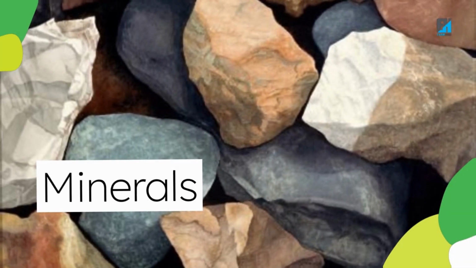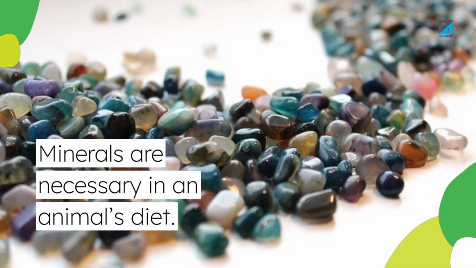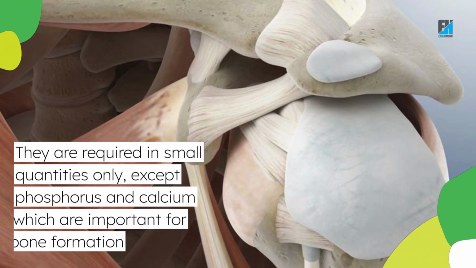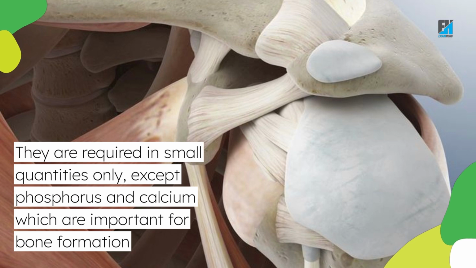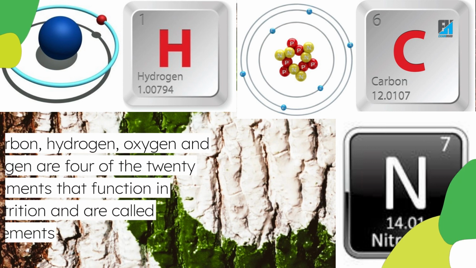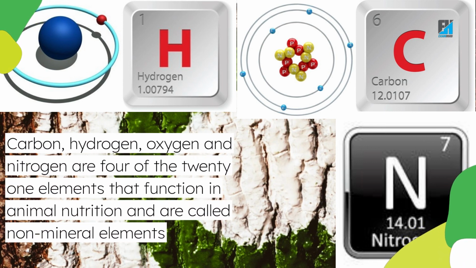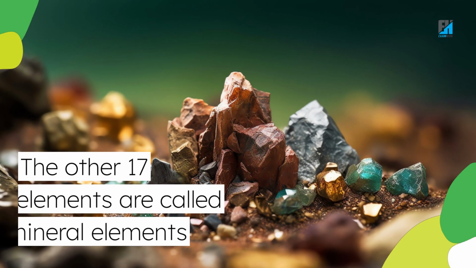4. Minerals. Minerals are necessary in an animal's diet. They are required in small quantities only, except phosphorus and calcium, which are important for bone formation. Carbon, hydrogen, oxygen, and nitrogen are 4 of the 21 elements that function in animal nutrition and are called non-mineral elements. The other 17 elements are called mineral elements.